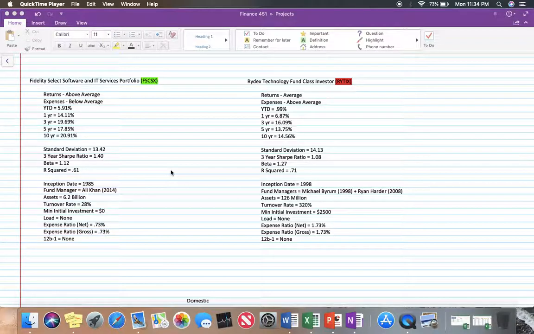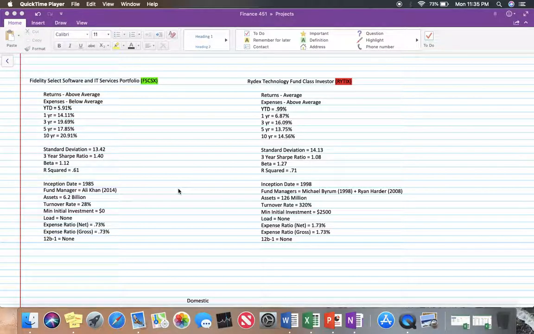The Fidelity Fund has a much larger asset portfolio with 6.2 billion compared to 126 million. Turnover rate for the Fidelity is 28%, so it turns over 28% of its portfolio a year, compared to 320%, which is really high relative to other funds in this sector.